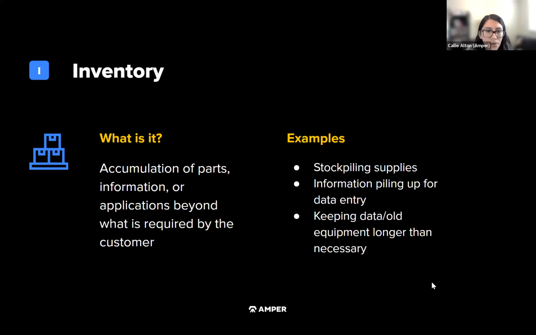The I is going to be for inventory, any accumulation of parts, information, applications beyond what is required by the customer. Anything beyond what is required is going to be considered waste, therefore not necessary. This can also be stockpiling of supplies, keeping data or even old equipment longer than necessary. You probably have some old machinery tucked away in the back that you think maybe you might use someday, but it's waste if it's just sitting there and taking up room. When we're looking at inventory, also keep in mind this is going to be anything that's work in progress, anything that you have that's finished goods and raw material as well.